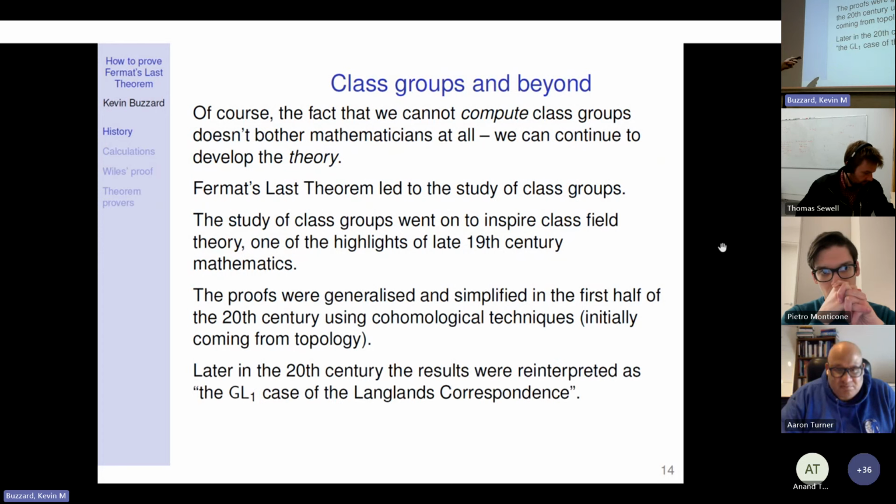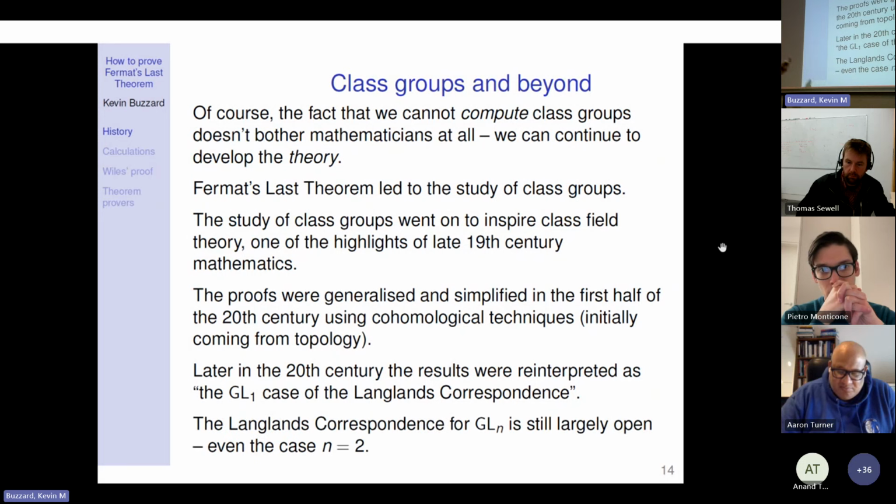And then in the second half of the 20th century, it was realized that class field theory was just a special case of the Langlands philosophy. It was the GL1 case of the Langlands philosophy. And now we've got a GLN case of the Langlands philosophy, which is widely open even when n equals 2. And in fact, Andrew Wiles proved a small chunk of the Langlands philosophy for GL2.